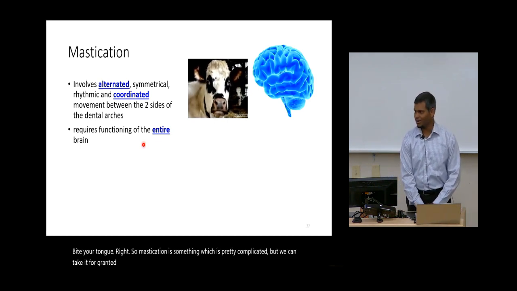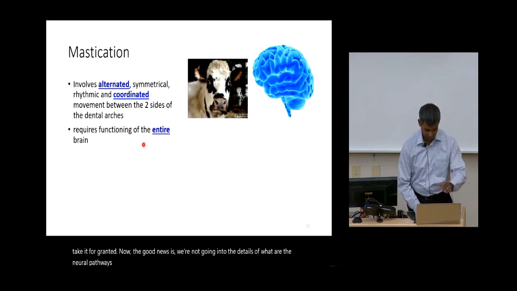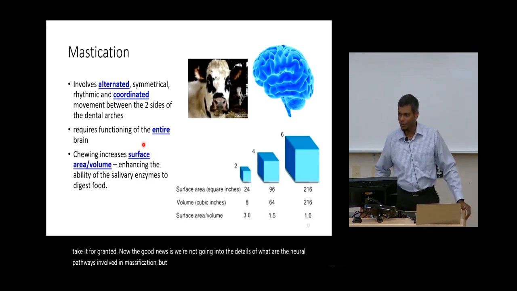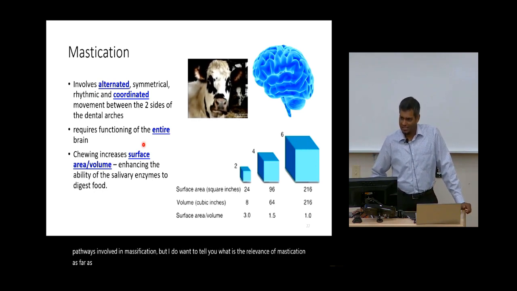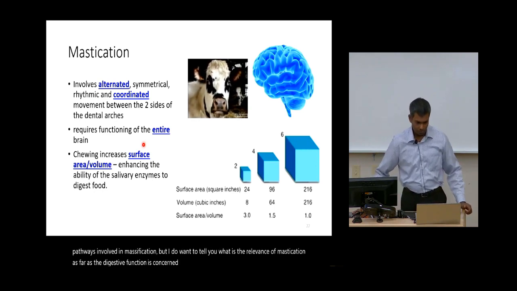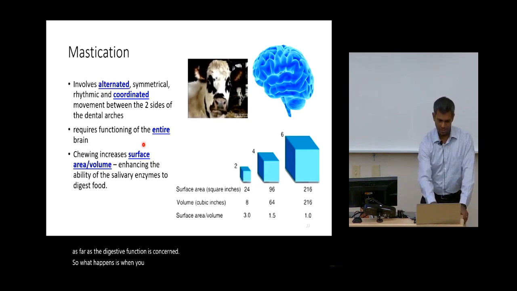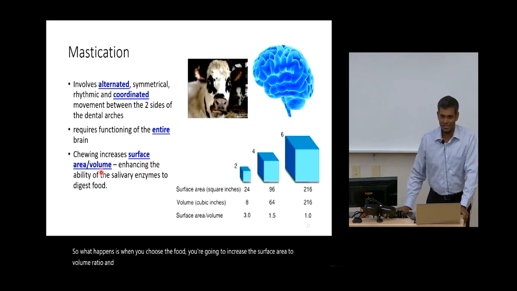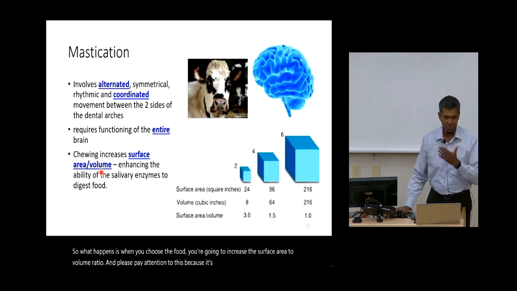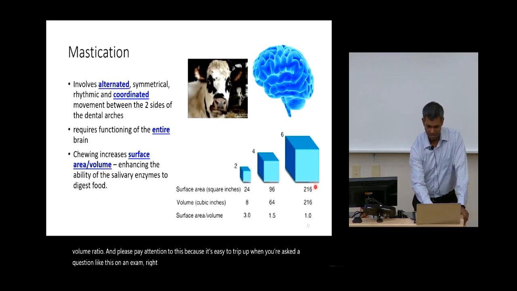Now the good news is we're not going into the details of what are the neural pathways involved in mastication, but I do want to tell you what is the relevance of mastication as far as the digestive function is concerned. So what happens is when you chew the food, you're going to increase the surface area to volume ratio, right? And please pay attention to this, because it's easy to trip up when you're asked a question like this on an exam, right? So notice these three cubes here.